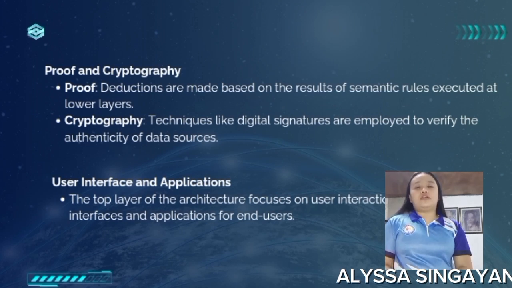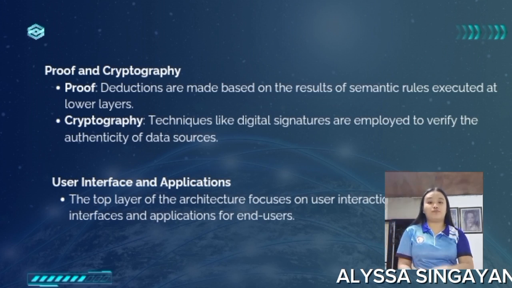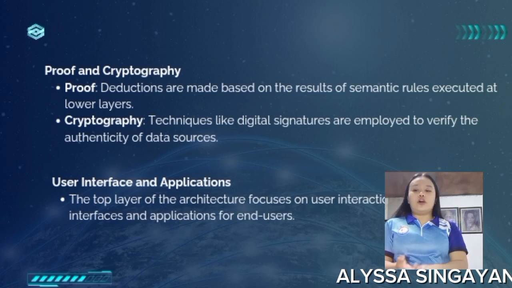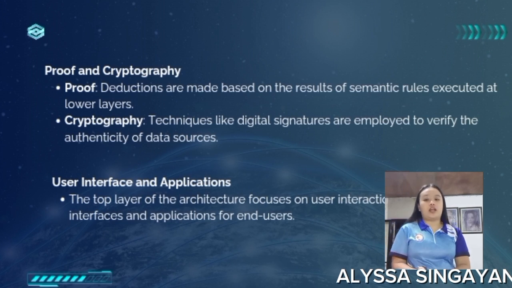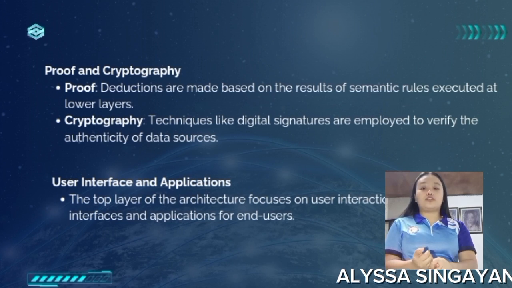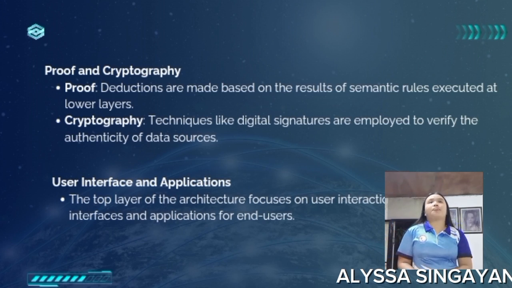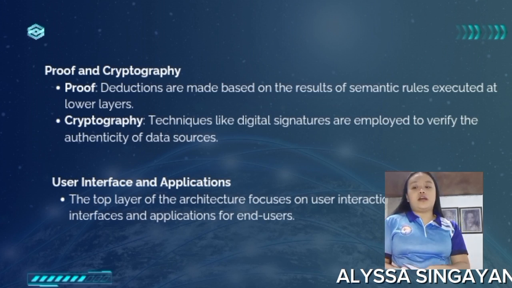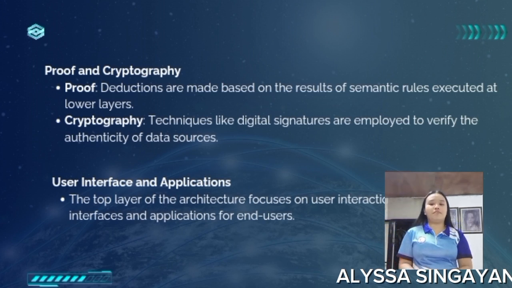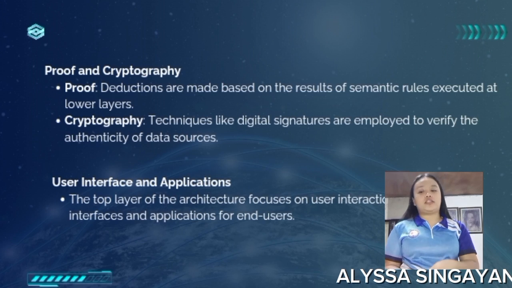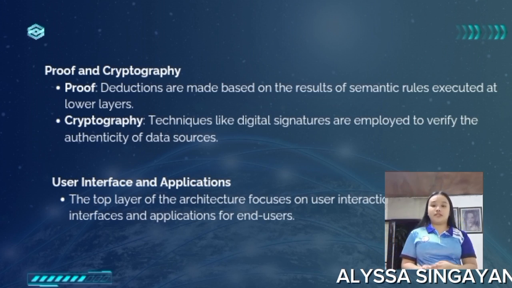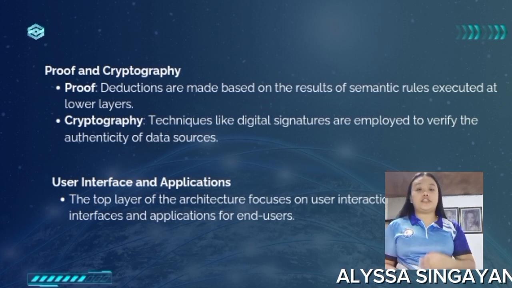Let's talk about proof. Proof uses all symmetric and rules that are executed at layers below proof, and the result will be used to prove. And next is cryptography. Cryptography, such as digital signatures, is used for verification of the origin of a source.